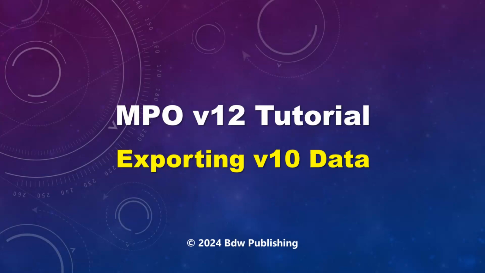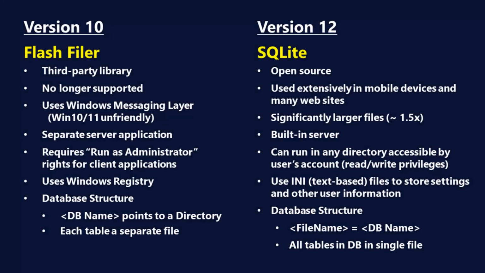Welcome to this tutorial on exporting version 10 MPO Canopus data, which will be imported into version 12. Since a major goal of version 12 is to break away from a legacy database engine, version 12 cannot communicate directly with version 10, and so must use the files exported here to populate its database tables. There are many similarities between version 10 and 12.